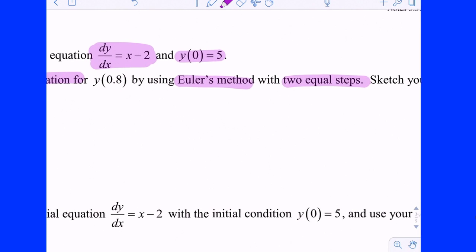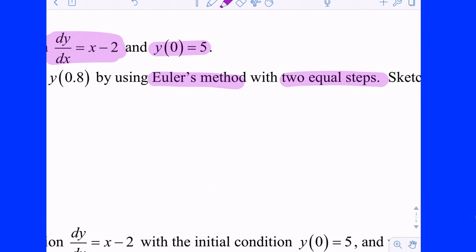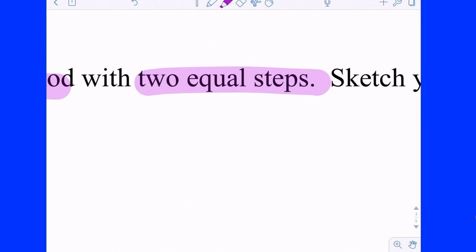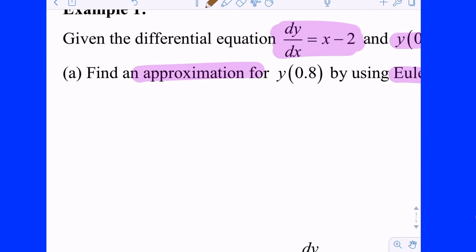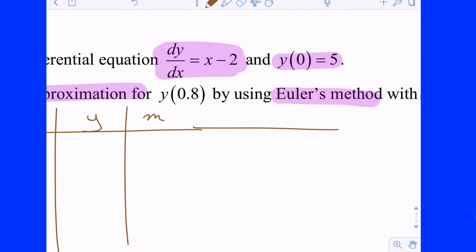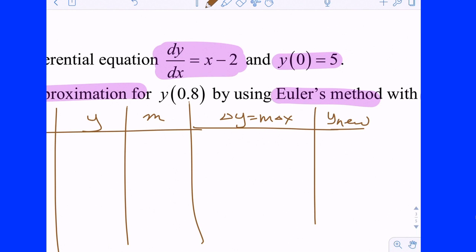So you will be told to use Euler's method. It will actually say use Euler's method, or an Euler's method approximation is. And you're going to be given one of two things. You're either going to be told how many steps to take, in this case 2 equal steps, or you're going to be handed delta x, which implies how many steps to take. So let's go ahead and set up our table. You're going to have x, y, and then your slope, which I call m. Those are your first 3 columns. And then after that, you're going to have to compute what delta y is, and that's m times delta x. And then you're going to have your new y value. If you can memorize that, it's going to be real easy.